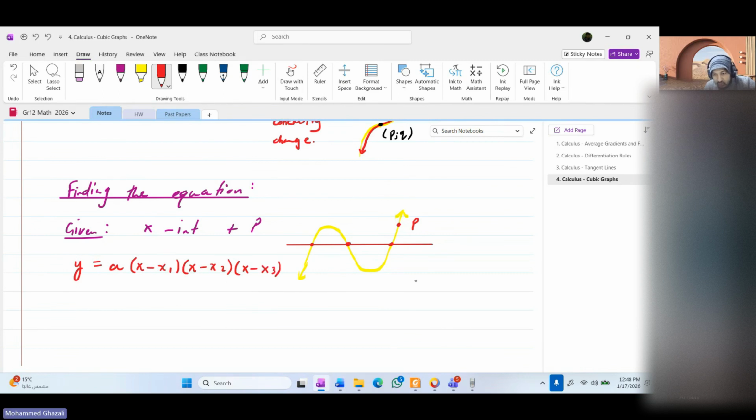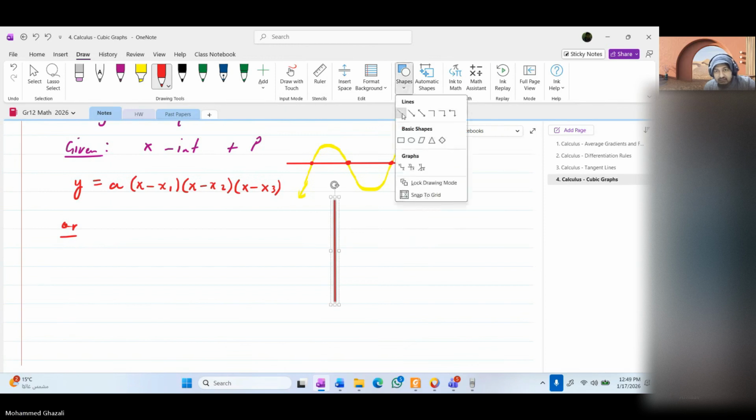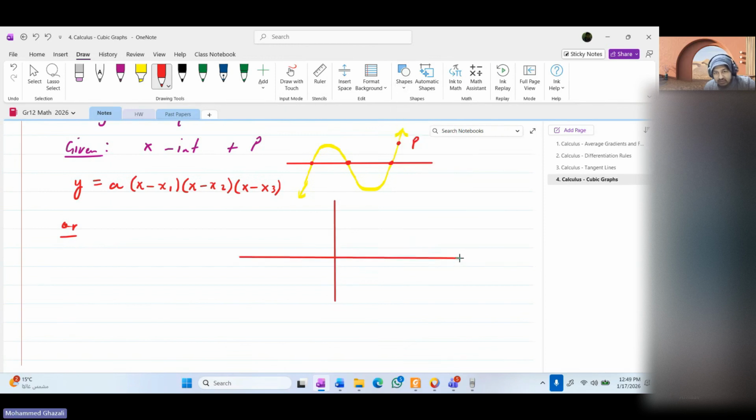If that's the scenario. Now you have another scenario. What if the turning point is on the x-axis, okay? What if your turning point is on the x-axis? For example, you have a cubic equation like this.